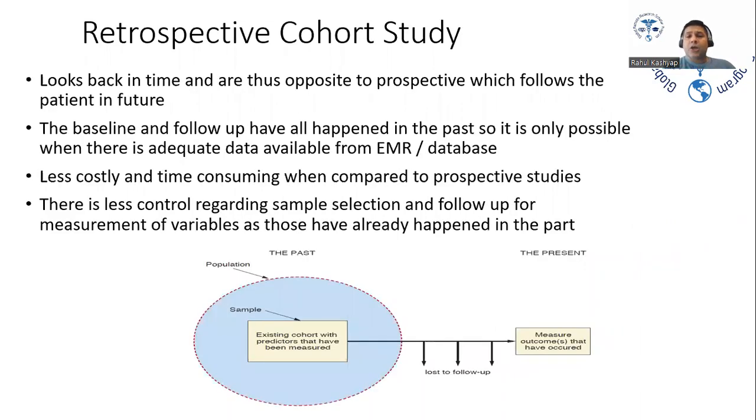Retrospective design, what you do is you go back in time. You have the outcomes now, and you want to go back and see who had the exposure at the time. Usually you do it through electronic medical record and baseline follow-up. It's much less costly and less time consuming. But you have some issues: anything which has happened in the past, which you could not measure through EMR, you're going to lose, and that becomes your known or unknown confounders as well.